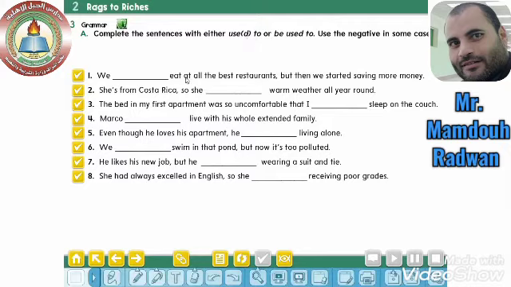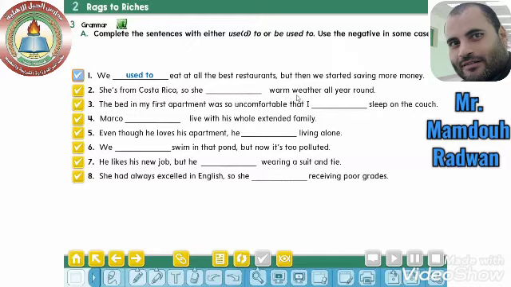We ate at all the best restaurants. But then we started saving more money. So this was a past habit. So yes, very good. We use used to. Very good. Excellent.